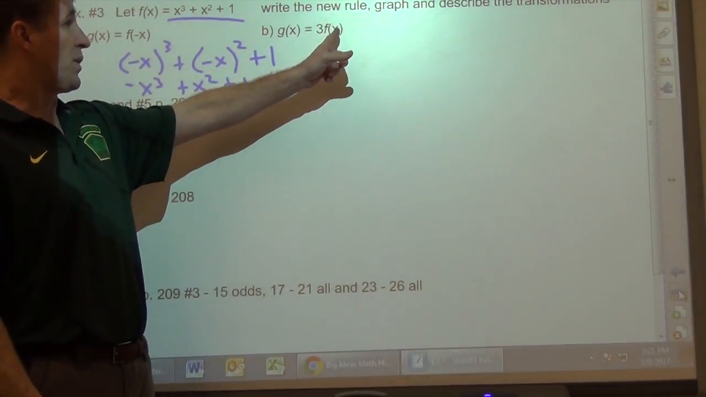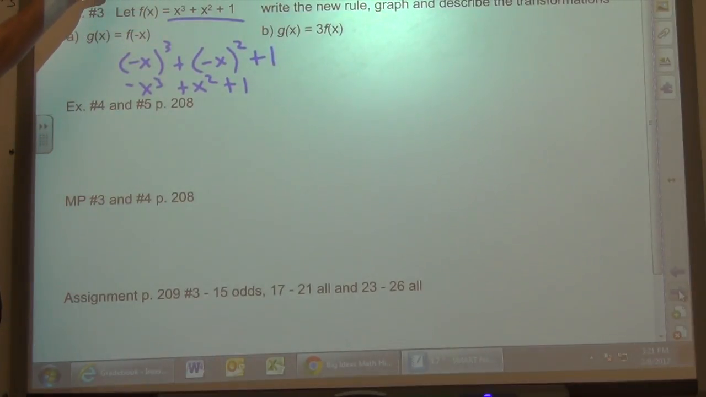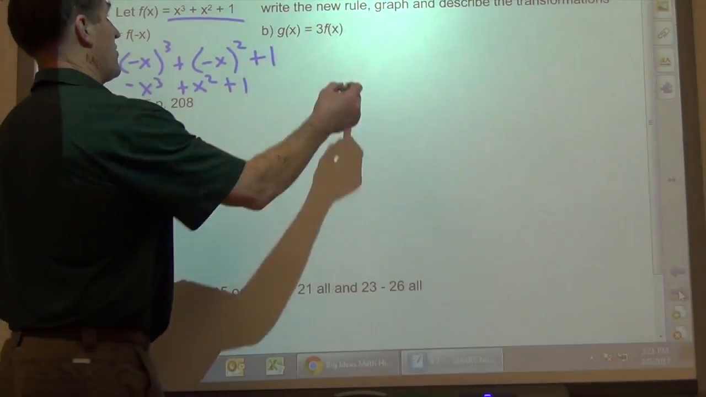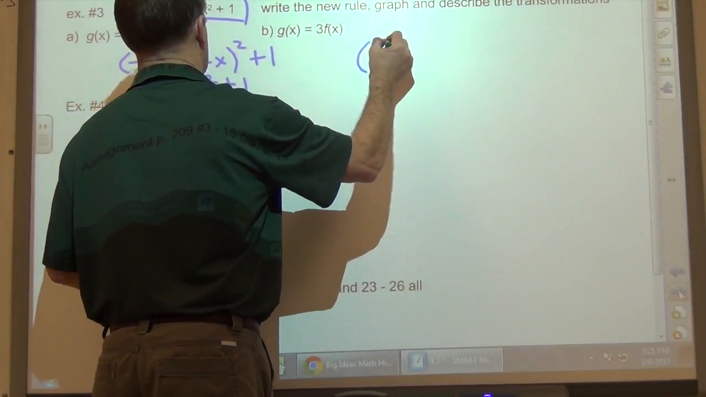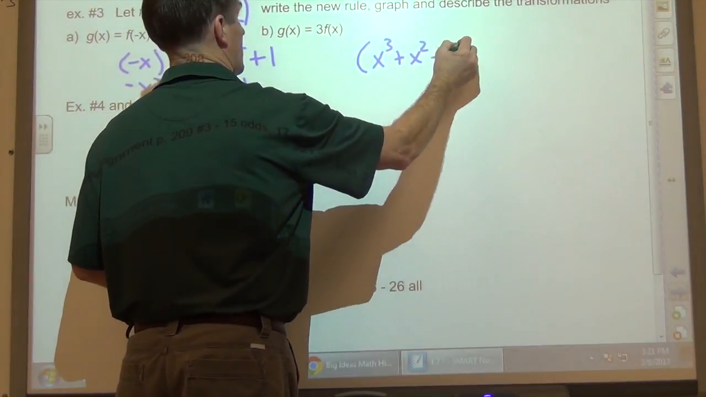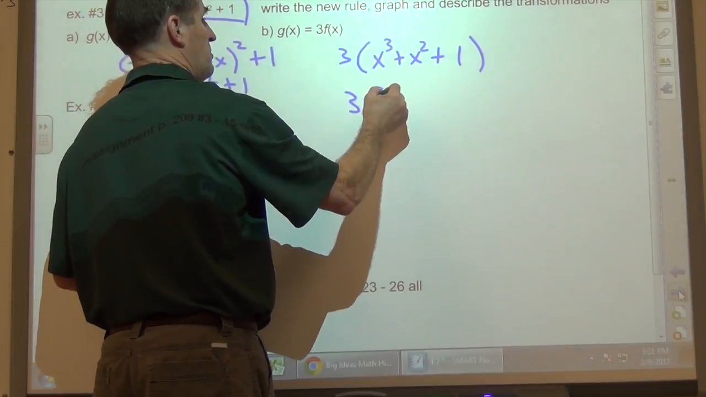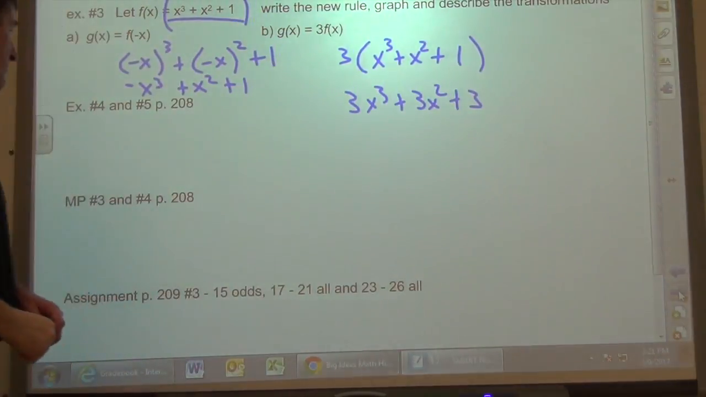If I was to do this one, so this transformation was just a horizontal reflection over the y-axis. This would be a vertical stretch of 3, so now I take, again, this whole thing, I just put it in parentheses, and I multiply it by 3 and then simplify, so 3x cubed plus 3x squared plus 3, and we're done.